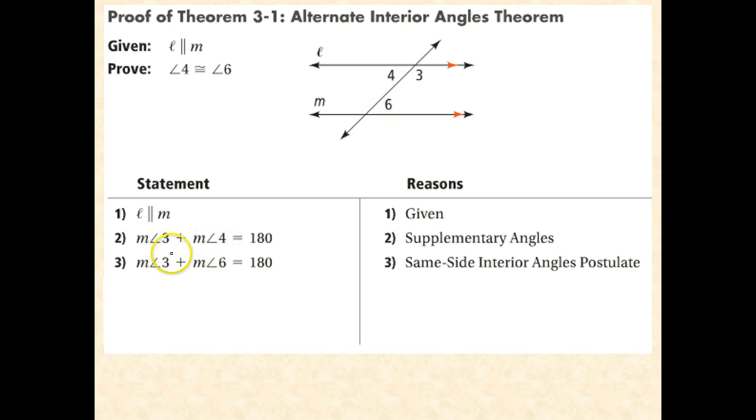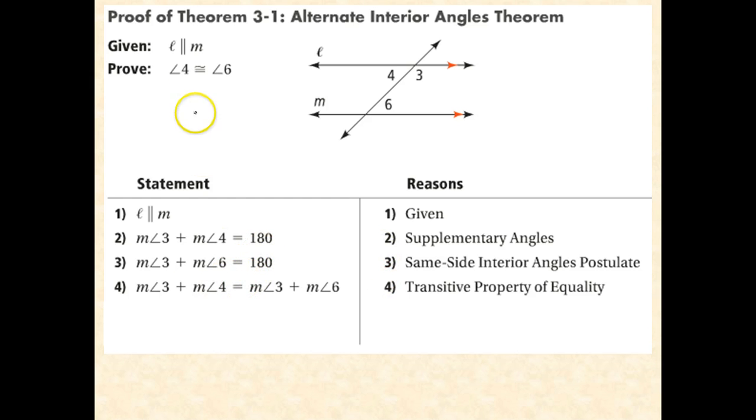So what can I do with this now? Well, this sum equals 180, and 180 equals this sum, so I can set the left side of this equation equal to the left side of this equation using the transitive property of equality, because they both equal 180.